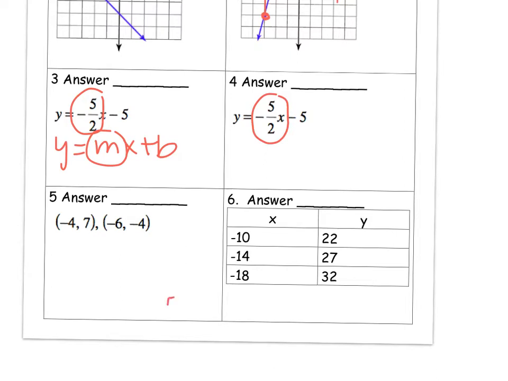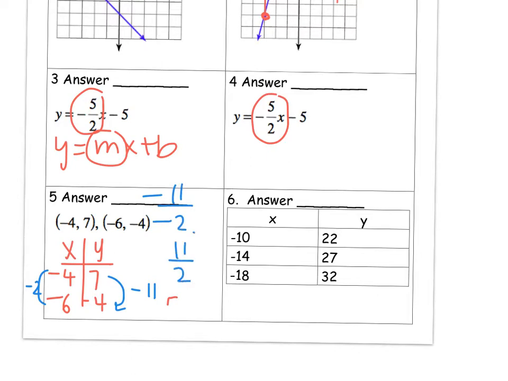Okay, what we need to do is make a table. So we make a table, negative 4 and 7, negative 6, negative 4. So we have to think, how do we get from positive 7 down to negative 4? We subtract 11. Okay, and same thing over here. We subtract 2 more. This is negative 11 over negative 2, or 11 over 2.